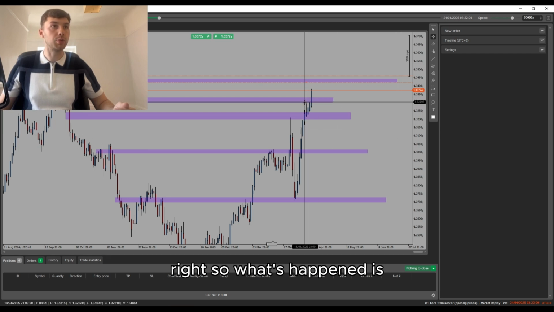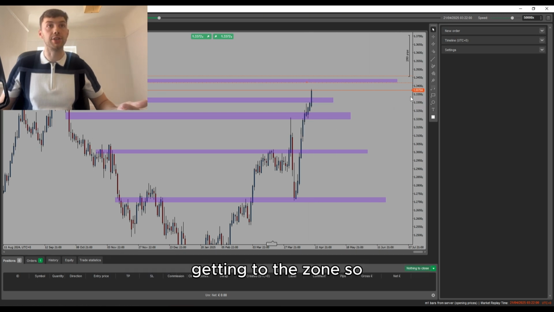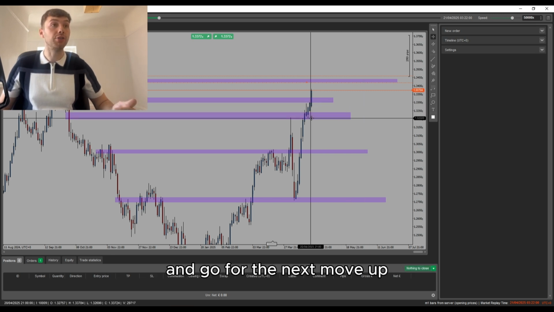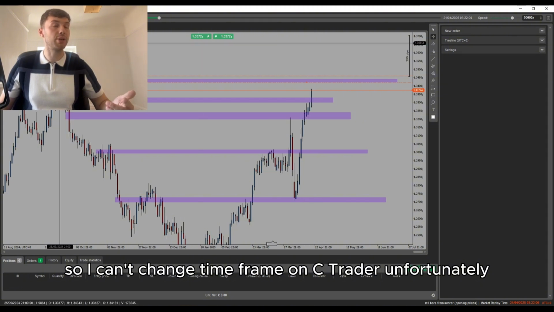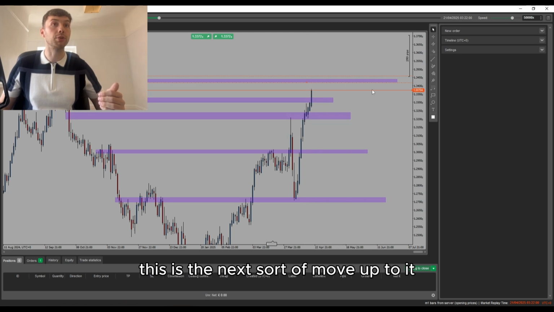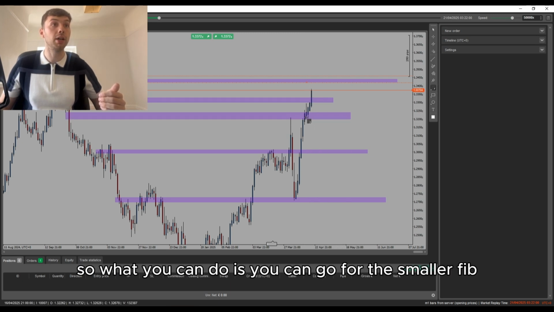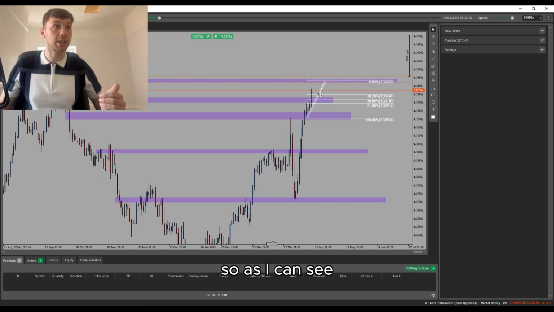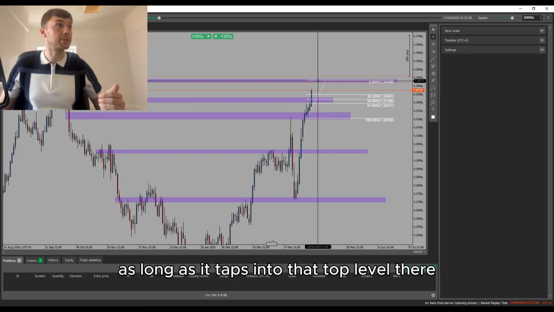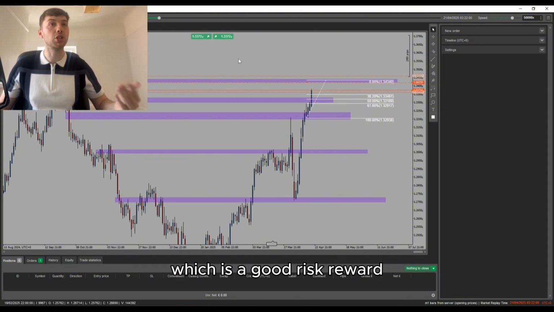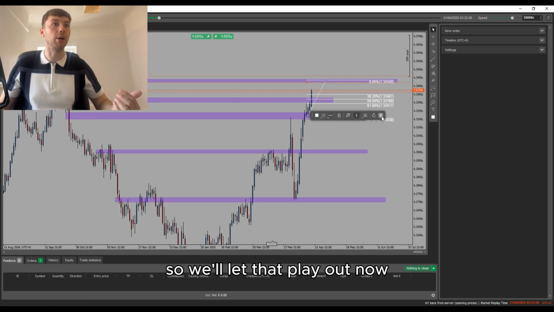Right, so what's happened is we haven't really had a pullback before getting to the zone. So what you can do is you can actually go on the smaller time frame and go for the next move up. So I can't change time frame on T-Trader unfortunately, but as I can see, this is the next sort of move up to it. So what you can do is you can go for the smaller fib and you can aim for the 38 fib of the smaller move. So as I can see, as long as it taps into that top level there, the 38 brings me around about here. So you can aim for that for a TP, which is around about 57 pips, which is a good risk reward. So we'll let that play out now.